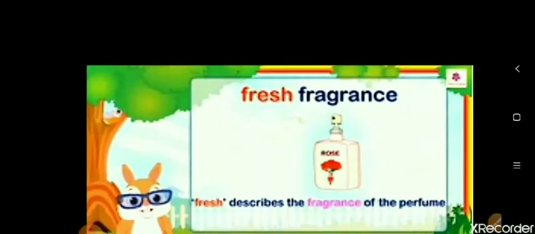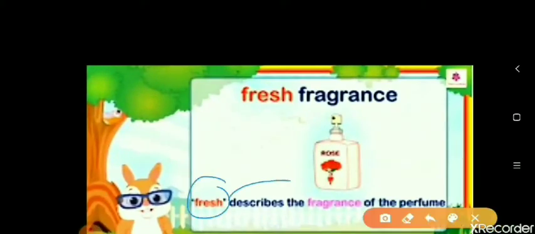Now, the words are fresh fragrance. Here, fresh is the describing word for fragrance. Okay. Now, coming to the next. Here, you can see fresh. Fresh is describing the fragrance of the perfume. Okay. So, in this way, we have seen that describing words or adjectives also describe the looks, tastes, feels, smells and sounds of things.